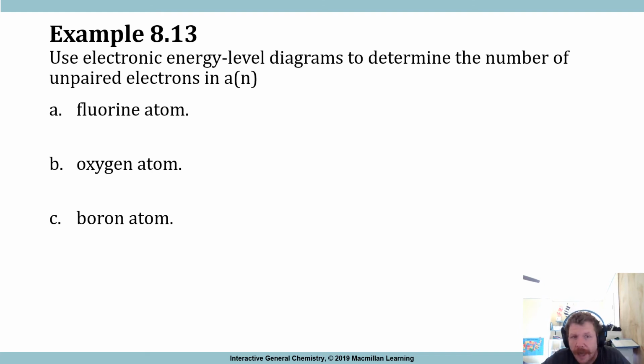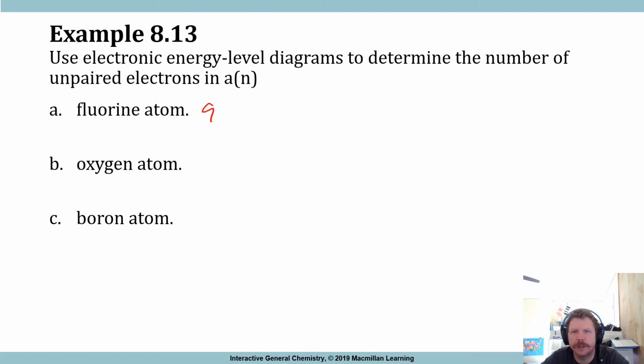Now, using that, let's go ahead and make the energy diagrams for these atoms. We've got fluorine, oxygen, and boron. Fluorine has a total of 9 electrons.